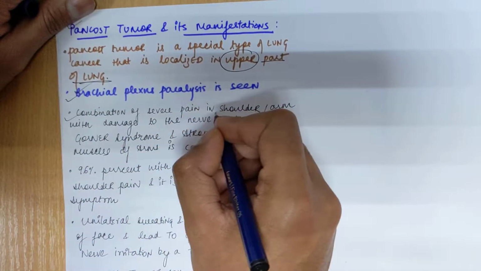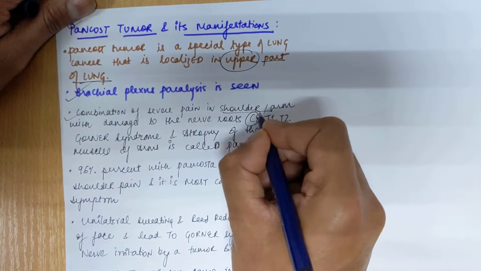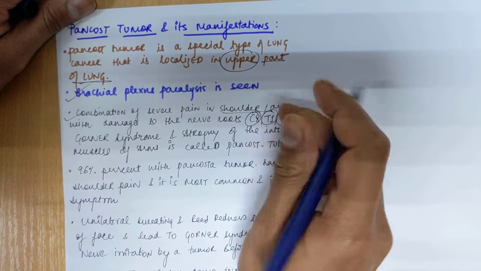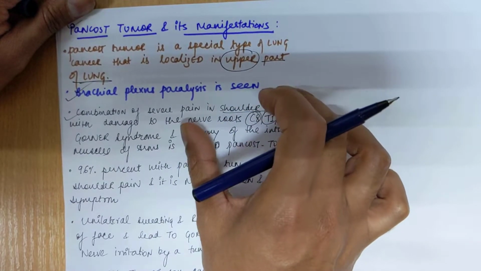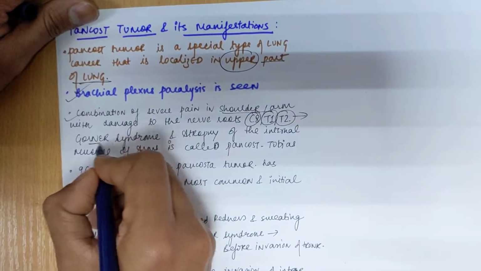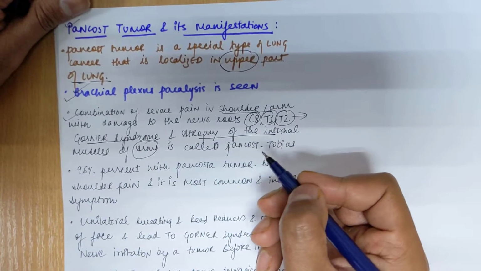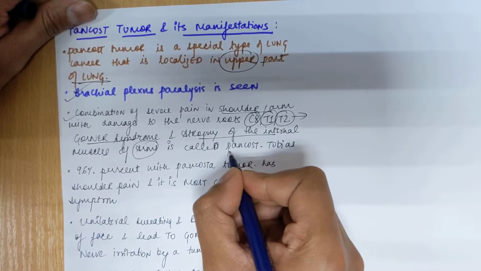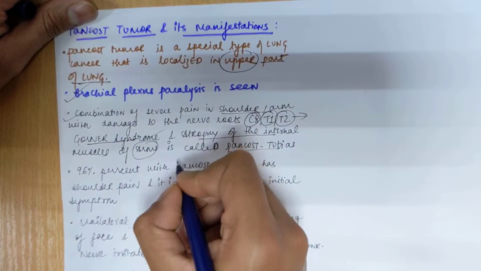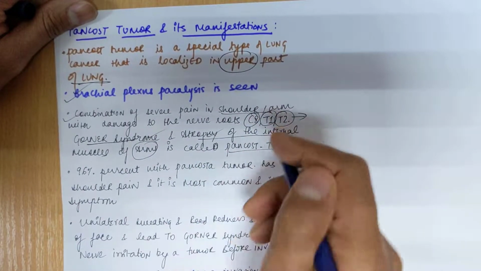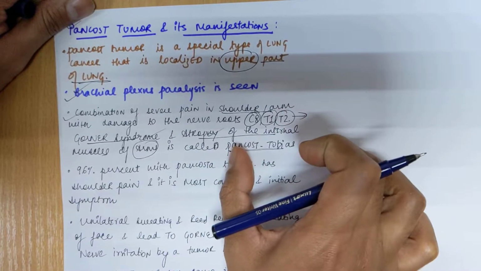And the combination of severe pain in the shoulder, this is the first sign we will see, with damage to the nerve roots of C8, T1 and T2. So these are the roots of your brachial plexus, and that is why there is shoulder pain due to damage to those nerves. And we can also see Horner syndrome, and atrophy of the internal muscles of the arms due to no nerve supply. If we see Horner syndrome and atrophy both, then the condition is called Pancoast syndrome.